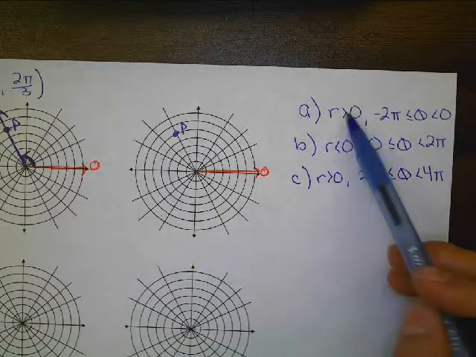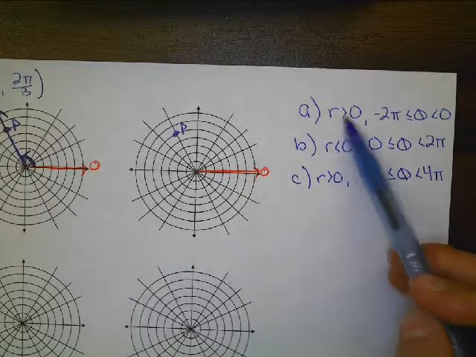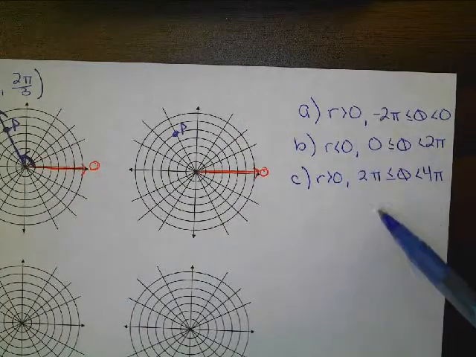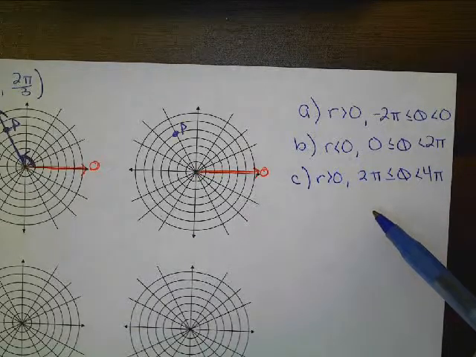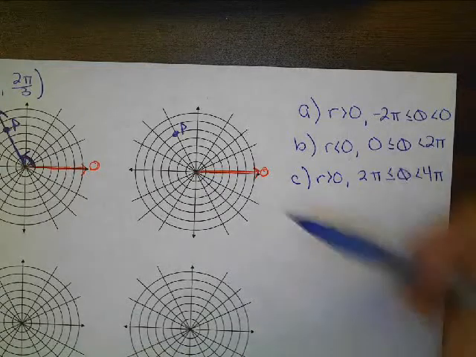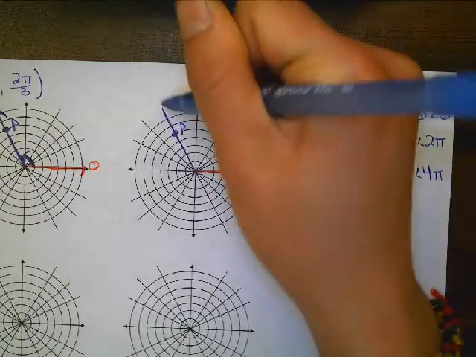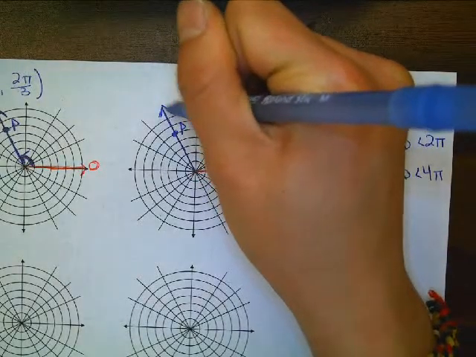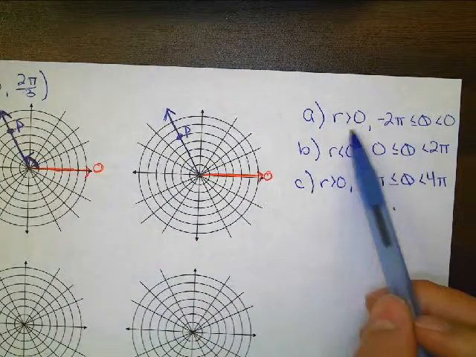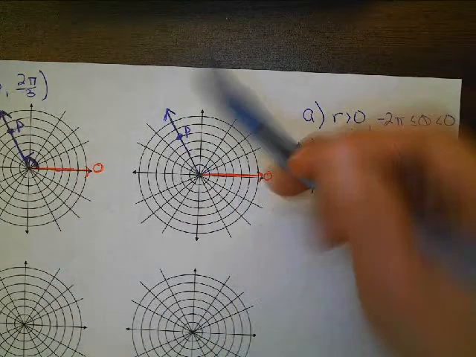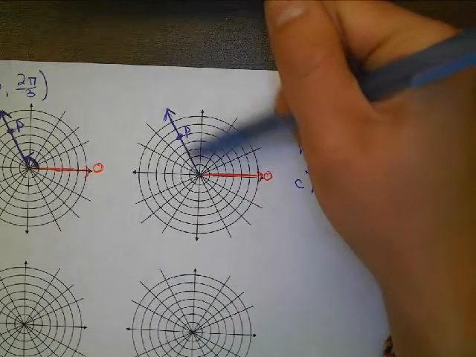So my criteria for A says that the radius has to be greater than 0. Well, if my radius is greater than 0, that means the point is going to be in the same direction as my angle. So my angle is still going to go this direction right here, along this line. And the reason it still goes in that direction is because the radius is still positive. So my point is going to lie on that line again.